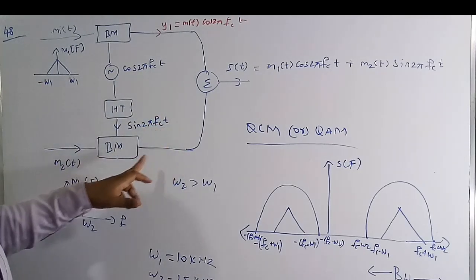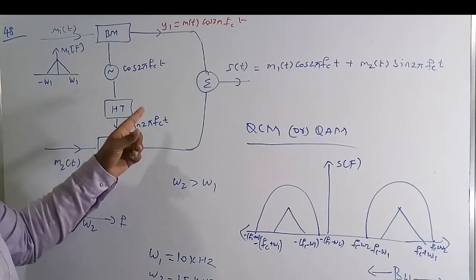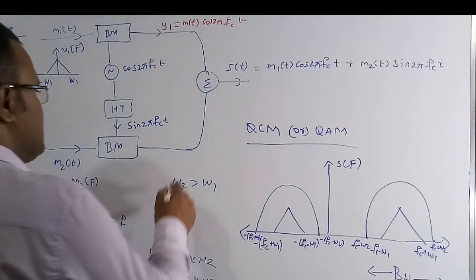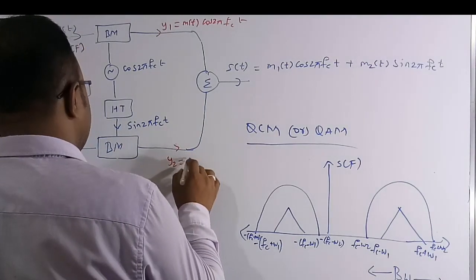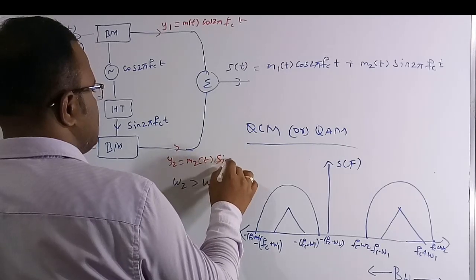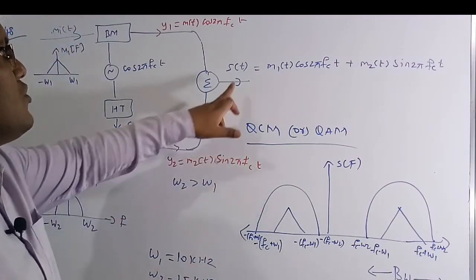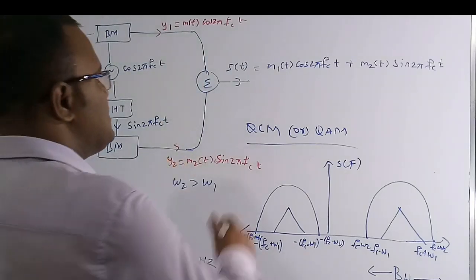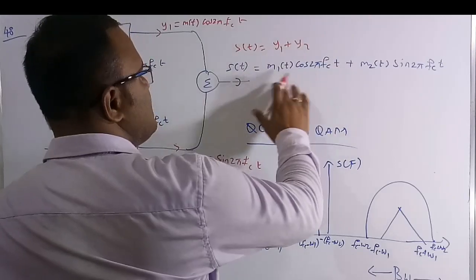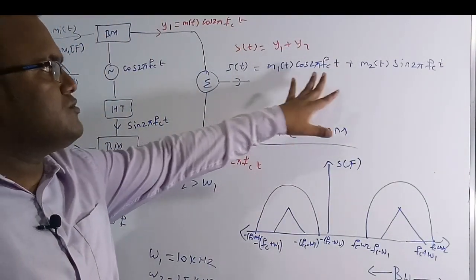If you do the phase shift of minus 90 degrees, we are going to get sin 2 pi fct. Now for this balanced modulator there are two inputs, m2 of t and sin 2 pi fct, and the balanced modulator will function as a multiplication. So the output y2 is nothing but m2 of t into sin 2 pi fct. Here we are going to use summation, so S of t is equal to the summation of y1 plus y2. In the question also S of t is given in this fashion.